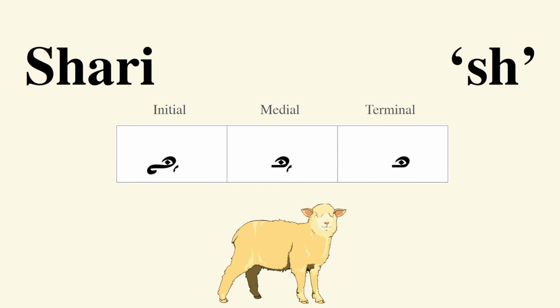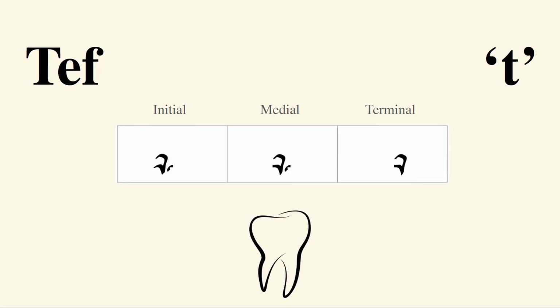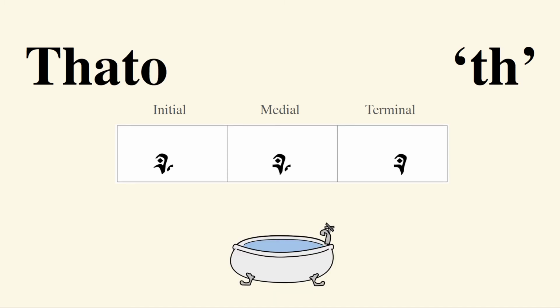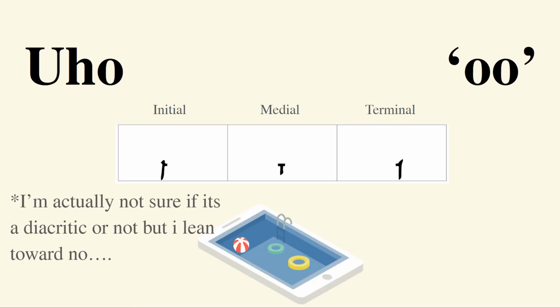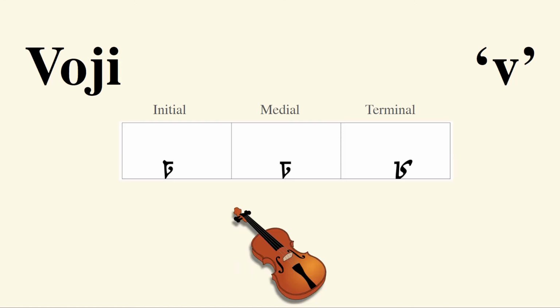Next we have shari, which is the sh sound, as in sheep. Tef makes the t sound, as in tooth. Thato makes the th sound, as in bath or bathtub. Uho, our final diacritic letter, makes the oo sound, oo as in pool, right? Always oo, pool. Getting close to the end here, we have voji, which makes the v sound, as in violin.